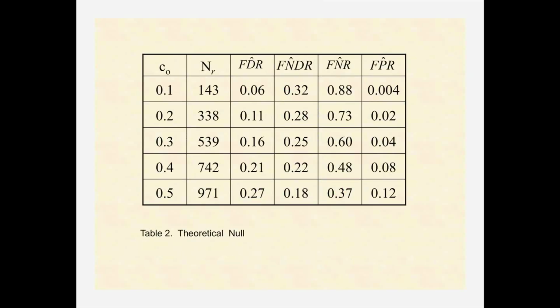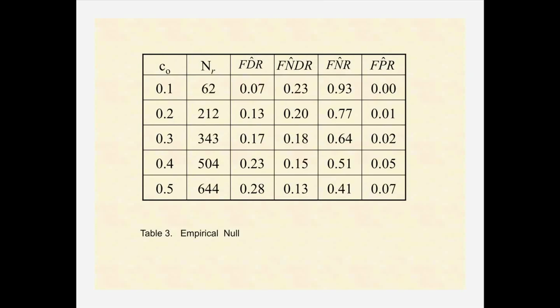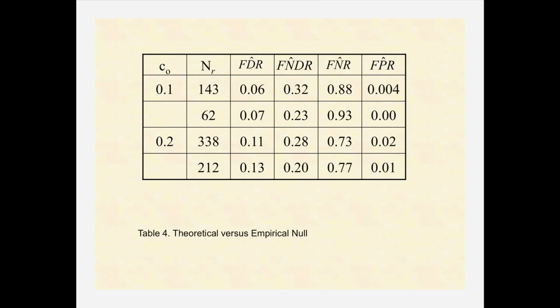So this is the table I had up before when we had a theoretical null. This is what you get now if you use an empirical null. Well, it's a bit hard to compare those two tables, so let us just look at what happens for these two threshold values, 0.1 and 0.2. If we use a theoretical null, we get 143 genes being declared differentially expressed. If we use an empirical null, we only get 62.